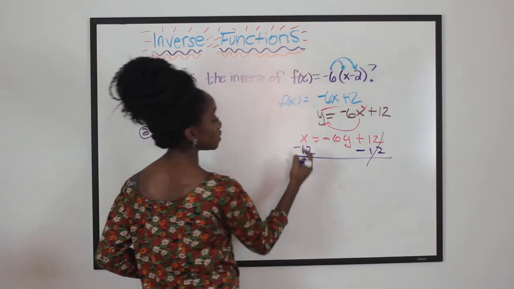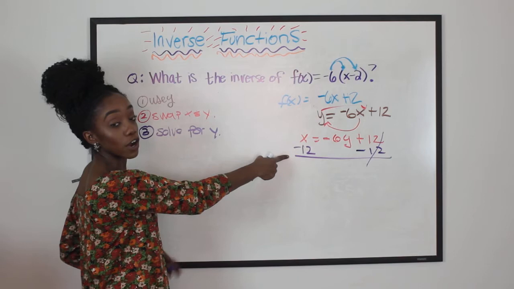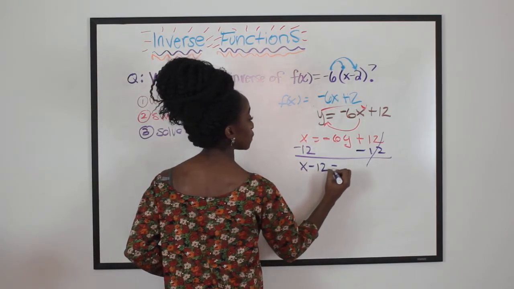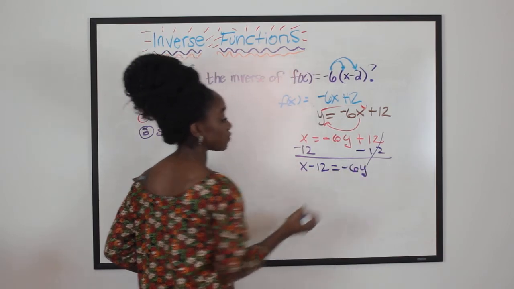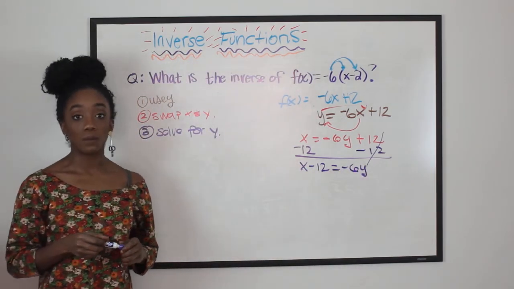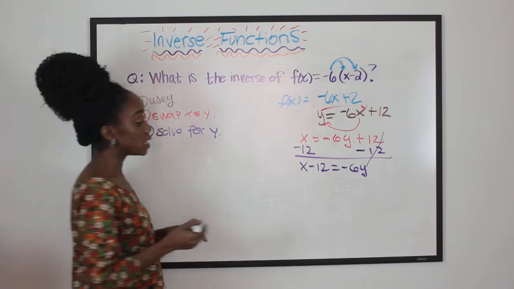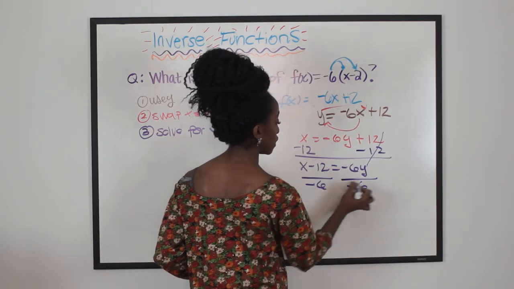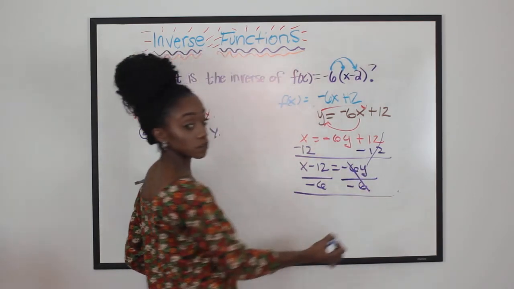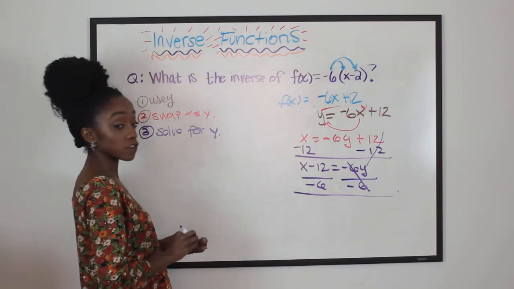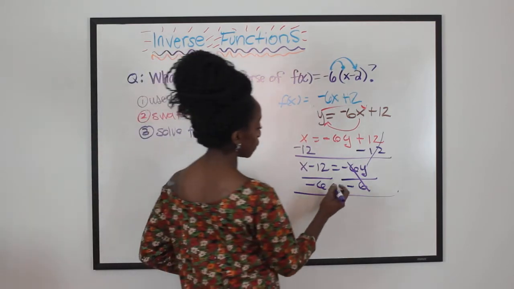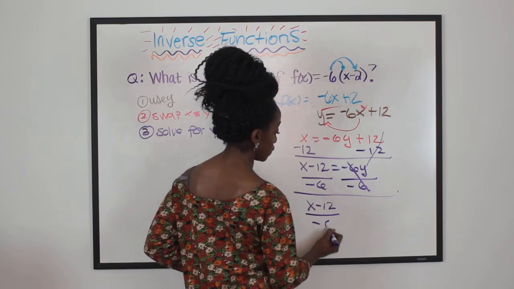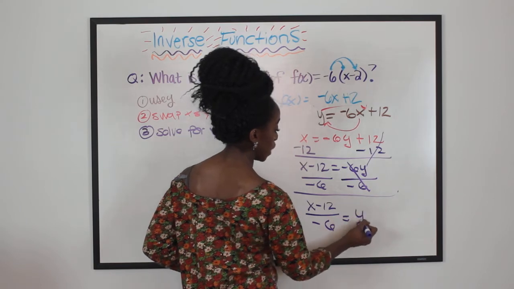It cancels, and on this side, since these two terms are not like terms, we're going to keep them separate and bring this side down. Alright, so there's one more thing. We have to just divide by -6. We're going to divide by -6, of course, on both sides. So this -6 cancels, and we're left with x minus 12 over -6 equals y.